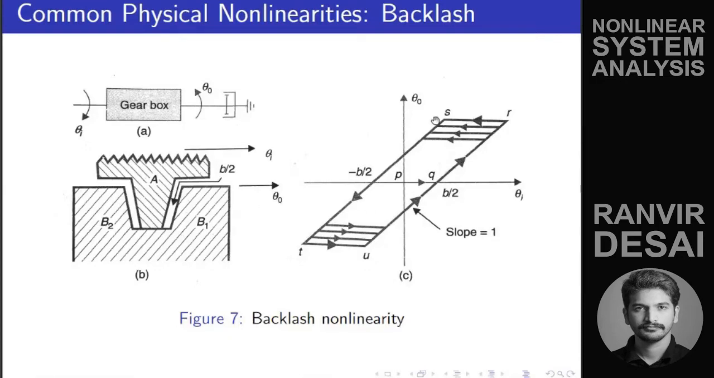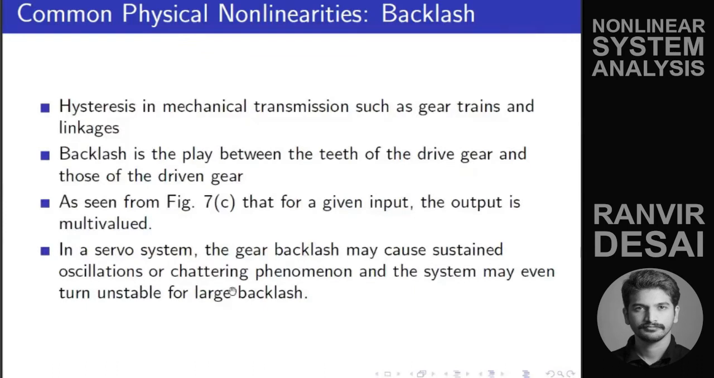So the graph is drawn here, as you can see. If you go on uploading, PQRSTU is the way that this moves. As you can see, the uploading graph and downloading graph are not overlapping. Ideally, both of them, this S and R, will overlap, and this T and U will overlap as one single point. But in reality they don't. So this is called backlash nonlinearity.